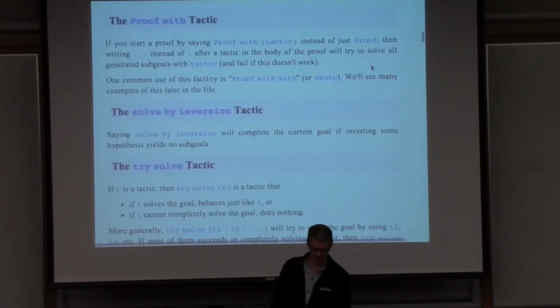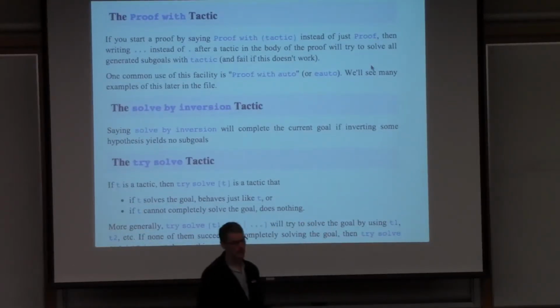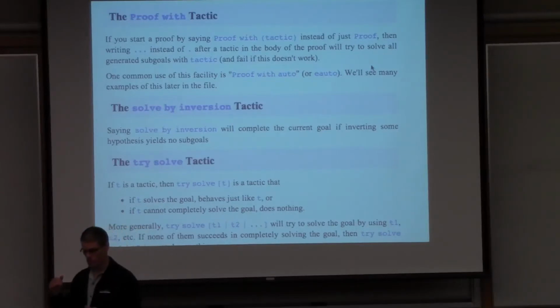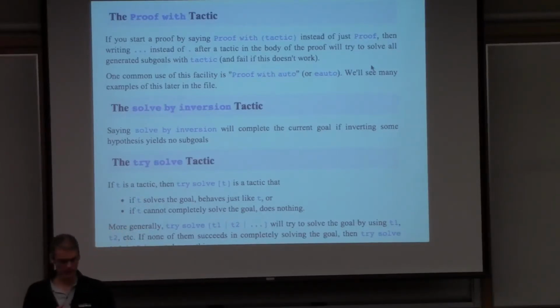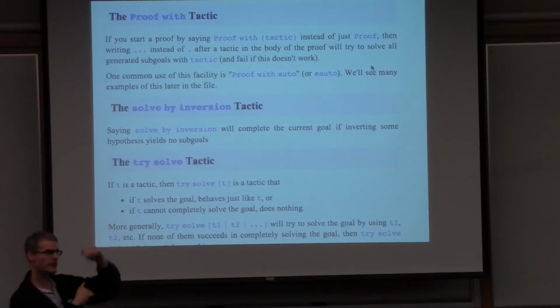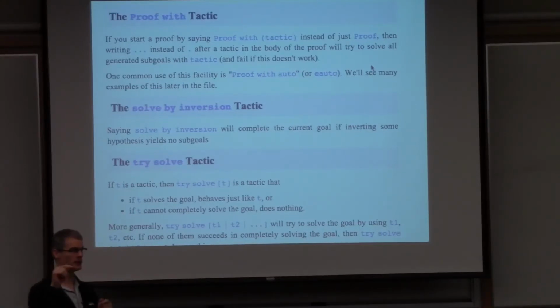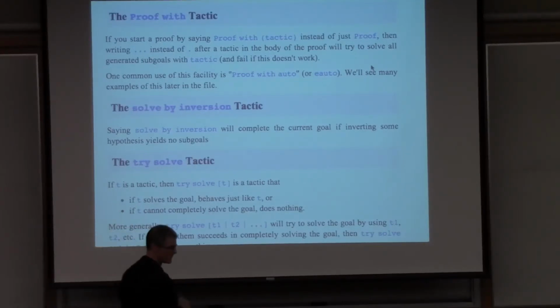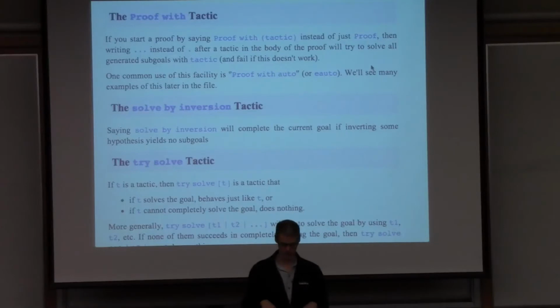Okay. One little concrete syntax convenience is when you start a proof, you can say proof with and give a tactic. And then during that proof, you can say ... in place of that tactic. And many of the proofs later on will use that by saying proof with auto.